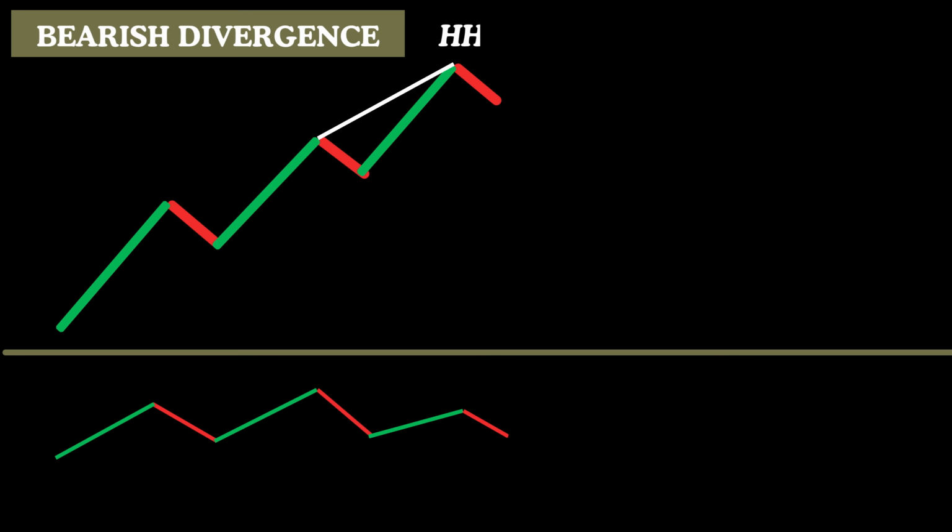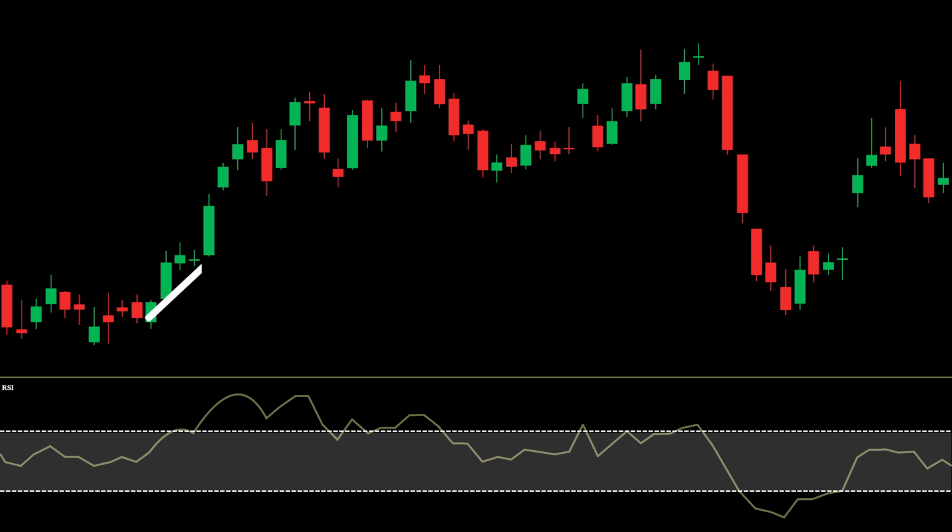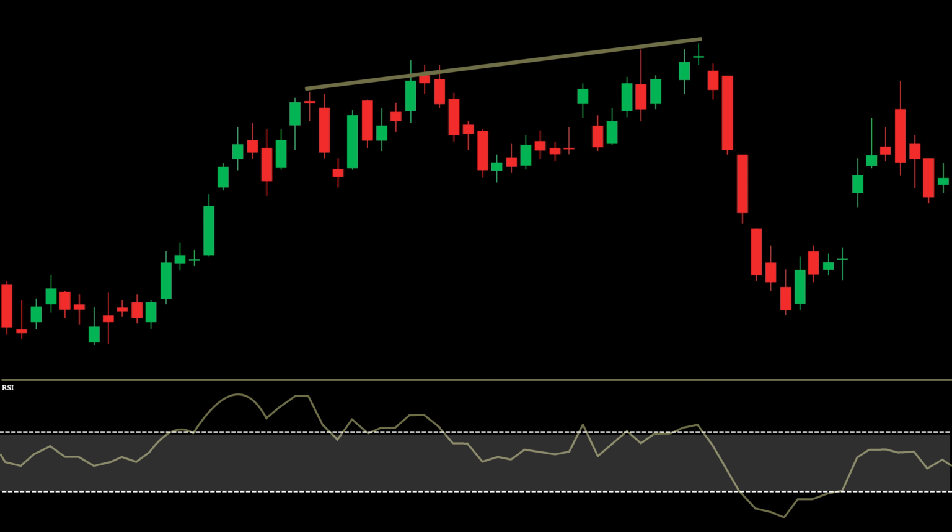Now let's understand the formation of bearish divergence. During an uptrend, when the market is making a higher high, but at the same time, the indicator is making a lower high, we call it a bearish divergence. Let's see an example. Here, the market is trending upward, making higher highs and higher lows. But if you look at this point, the price is still making a higher high, while the indicator is forming a lower high. This is bearish divergence, which indicates that the uptrend is losing strength, and the market could move downward from here. Remember, bearish divergence forms during an uptrend.